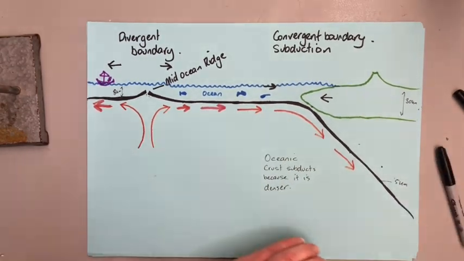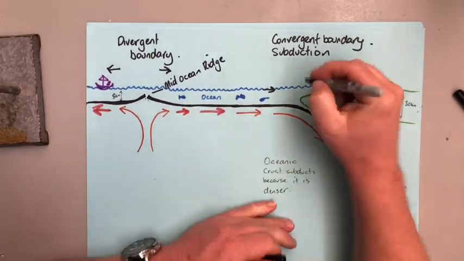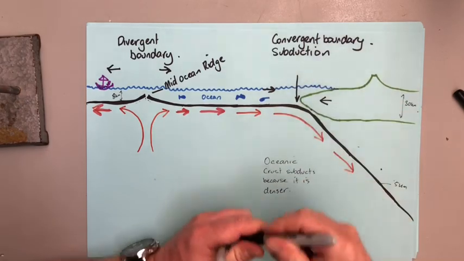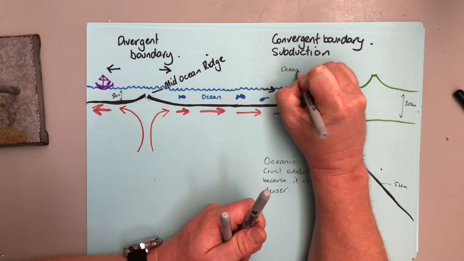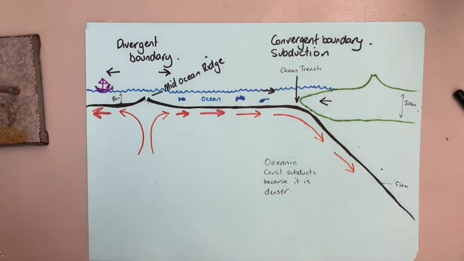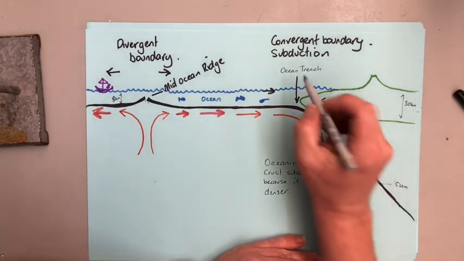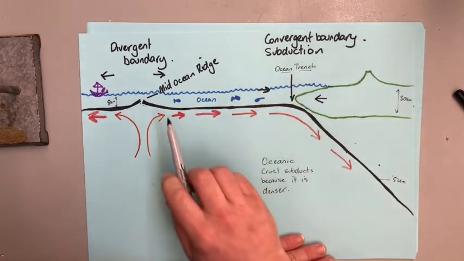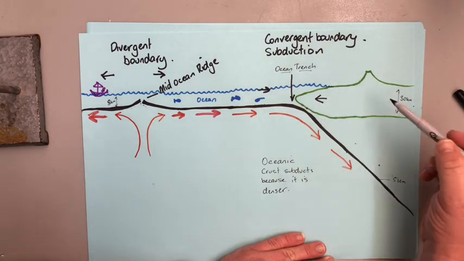Now, as it moves downwards, it creates a deep part of the ocean called a deep ocean trench. Now you might have heard of the Marianas Trench, just north of the Philippines. The Marianas Trench is the deepest part of our ocean. Can you find out how deep the Marianas Trench is? Please do. So the Marianas Trench is at a subduction boundary where oceanic crust is forced under some continental crust.